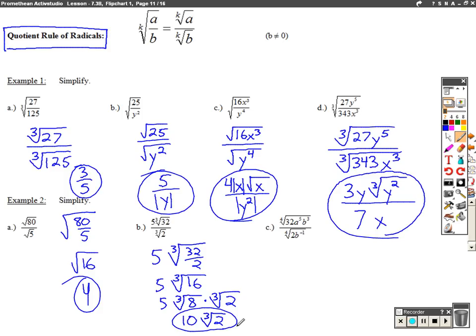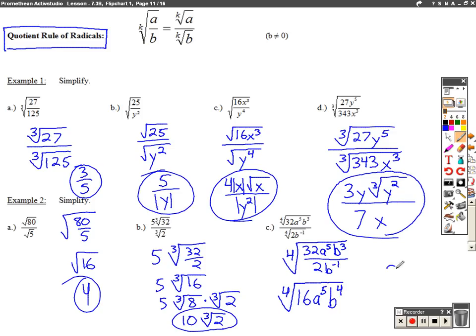And finally, write this under one fourth root. I'd be left with the 4th root of 32 a to the 5th b to the 3rd over 2b to the negative 1. Simplify underneath the 4th root. Underneath the radical, using my properties of exponents, I would get 4th root of 16 a to the 5th. Subtracting exponents, I get b to the 4th.